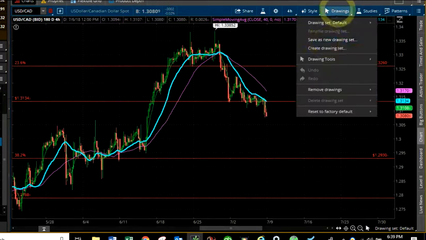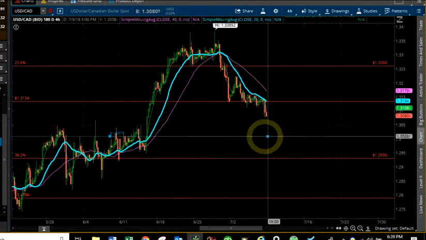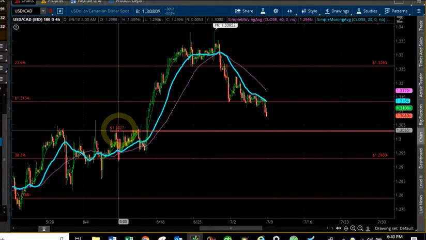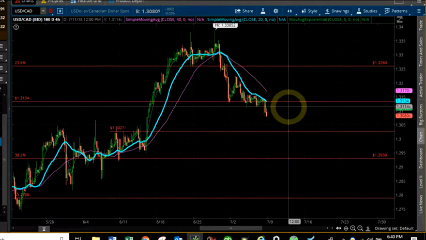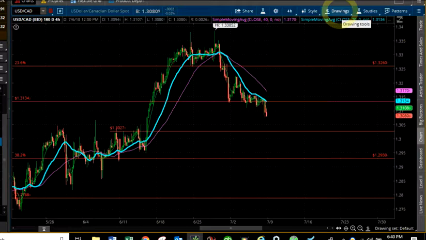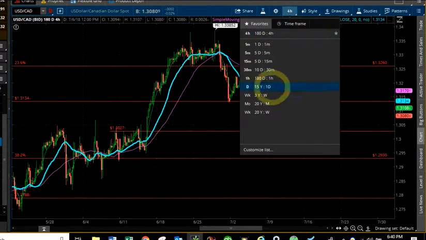Maybe let's draw a line here. Maybe somewhere around this area. Some structure over here that might find support on. So I still think the U.S. dollar, Canadian dollar may be a good place to park some money potentially, especially if we go back and look at a weekly.